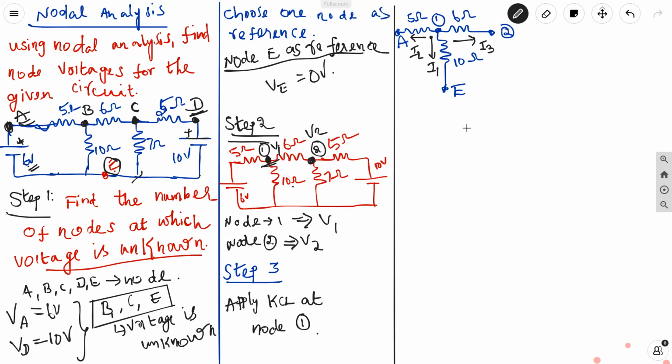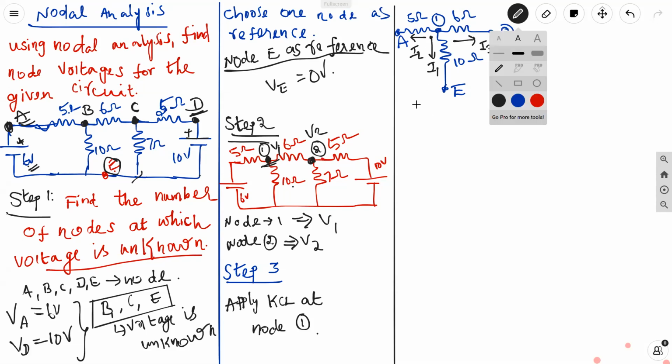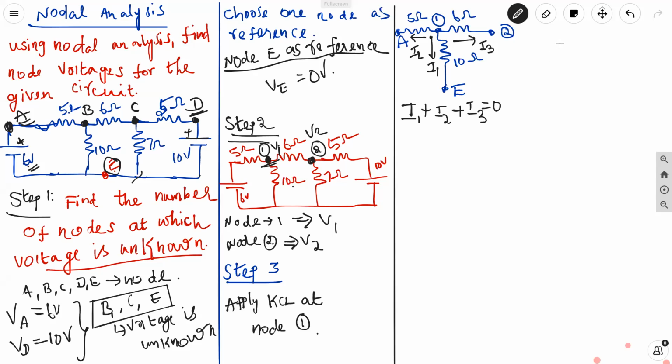As per Kirchhoff current law, at a node or junction, the algebraic sum of current equals 0. Otherwise, the sum of incoming current equals the sum of outgoing current. Now all the currents here are outgoing currents, so I simply add all these currents and equate to 0 to get the KCL equation. So now I1 plus I2 plus I3 equals 0, since these are all outgoing currents and there is no incoming current.